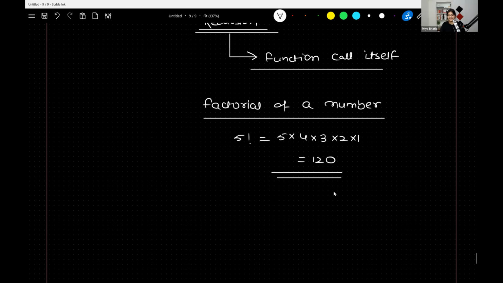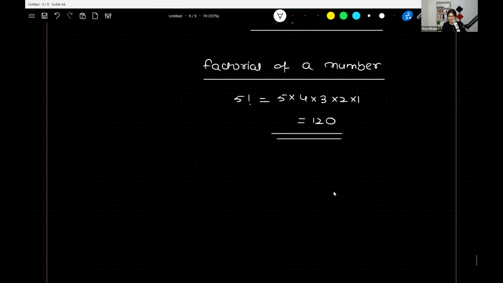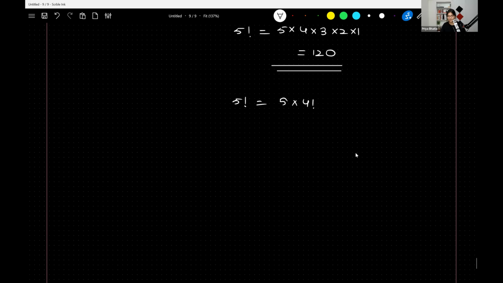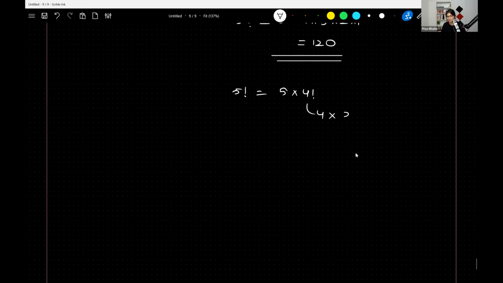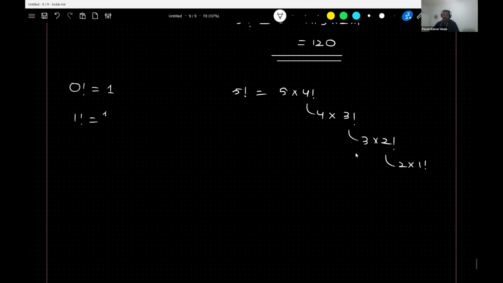Okay. Now, this can be written as 5 into 4 factorial. And this 4 factorial can be written as 4 into 3 factorial. This is 3 into 2 factorial, 2 into 1 factorial. And what is the factorial of 1? What is the factorial of 0? And what is the factorial of 1? Both are 1. Some people say factorial of 0 is 0, which is not true.